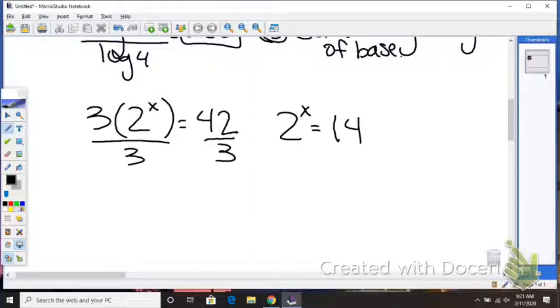Your next step is to write into log form and solve. You guys try this one on your own. I'm going to change this for my other class. You might need a calculator.